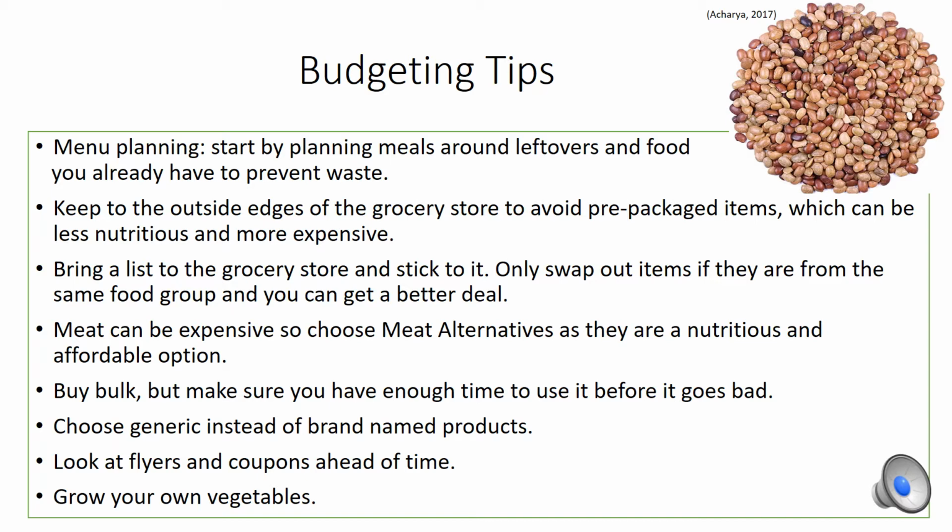Only swap out items if they are from the same food group and you can get a better deal. Meat can be expensive, so try choosing meat alternatives as they are a nutritious and affordable option. Buy in bulk if possible, but make sure you have enough time to use it before it goes bad.